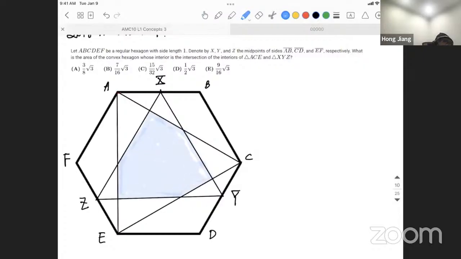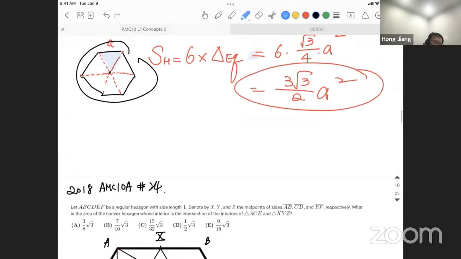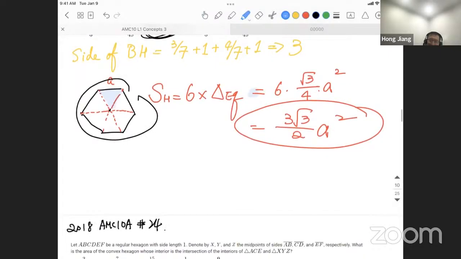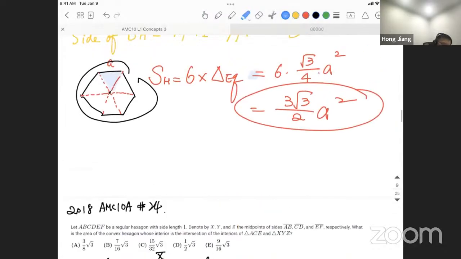This might not be so easy, right? How can I deal with such an irregular shape? To deal with such an irregular shape, if you really want to do it right away, I don't think it's so easy. But think about it. All those hexagon problems, you can try to break it into something as easy as possible.